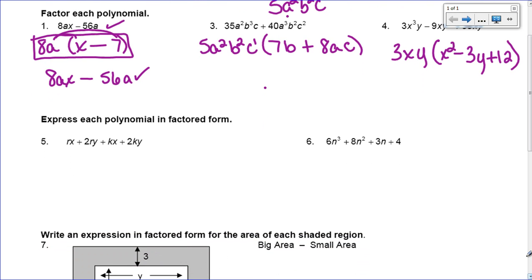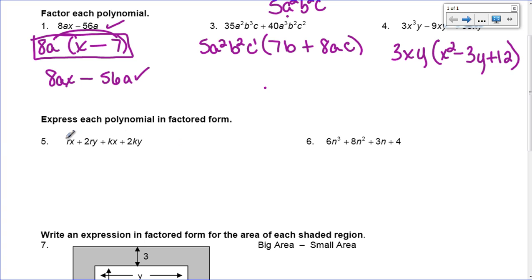They ask us to express those polynomials in factored form. What that means is factor. Tell me the two things that multiply together to give me that problem. So we're working backwards. There are two ways to do this. I'm going to do number 5 one way, and I'm going to do number 6 the other way, and then you pick the one you like the best.